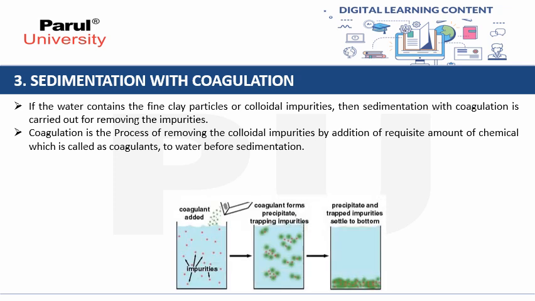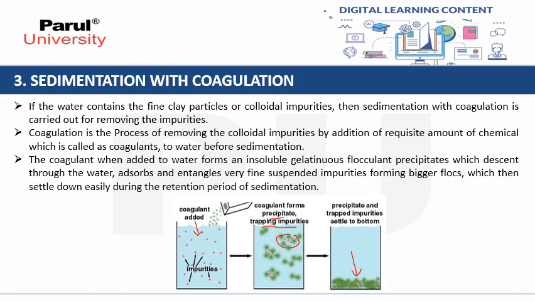As shown in the image, in the hard water, the coagulant is added where the impurities are present. The coagulant will react with these impurities and form a precipitate or a flock which traps the other impurities also like this. And with the period of time, all these coagulated impurities are then precipitated and trapped and settled at the bottom of the tank. The coagulant when added to water forms an insoluble gelatinous flocculant precipitate which descends through the water, adsorbs and entangles very fine suspended impurities, also forming bigger flock as in the second image, which then settles down easily during the retention period of the sedimentation.